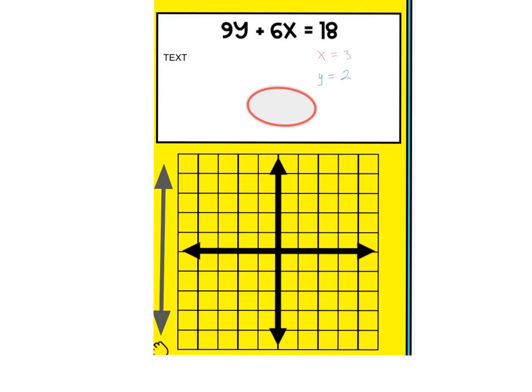So if we go to graph this, our x-intercept is positive 3, so you'd go over 3 and put a dot. Our y-intercept is positive 2. Go up 2 and put a dot. And then, now we just draw a line through the 2 dots. So something like that.